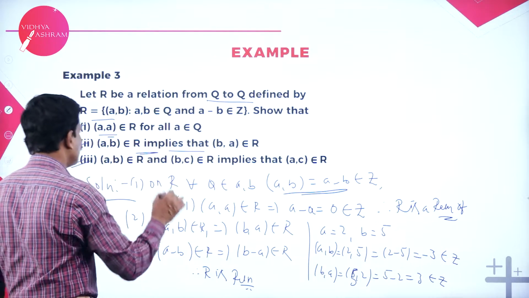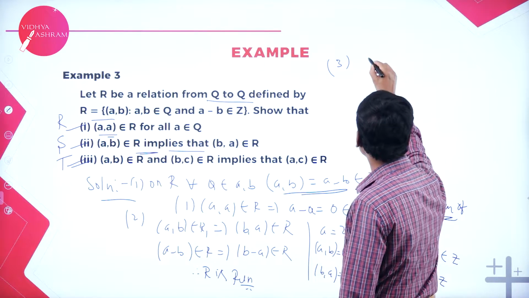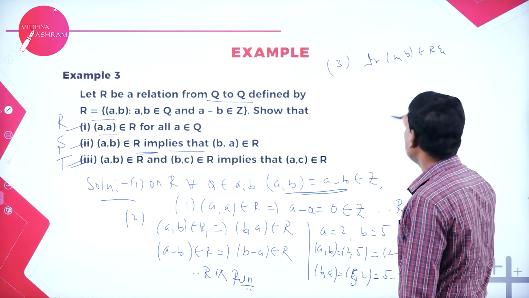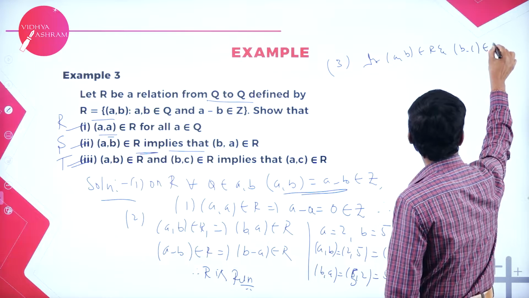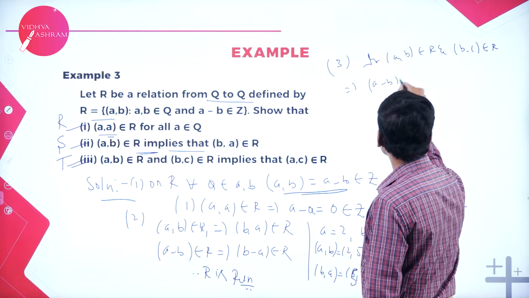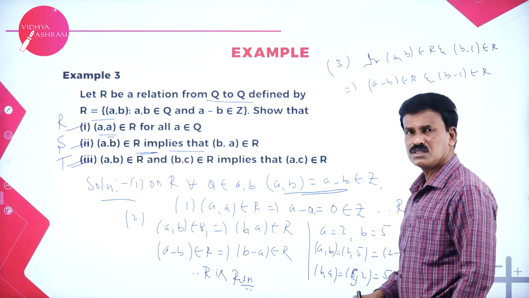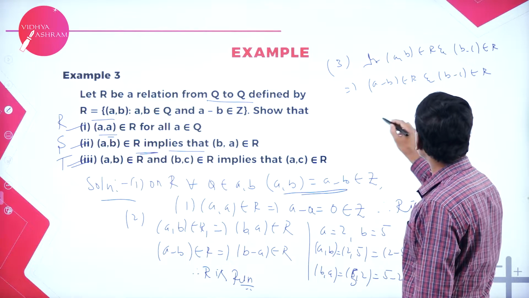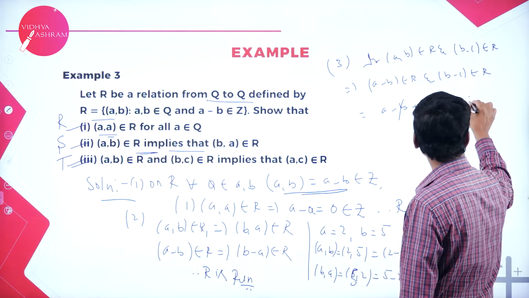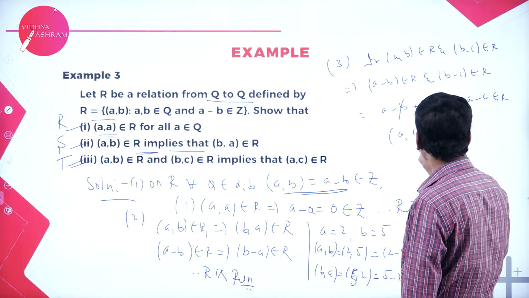Now let us come to the third one. What is the third condition given here? If (a, b) belongs to R and (b, c) belongs to R, this implies a minus b belongs to R and b minus c also belongs to R. So that is a minus b and b minus c belong to R, which implies a minus b plus b minus c, that is equal to a minus c, also belongs to R, meaning (a, c) also belongs to R.